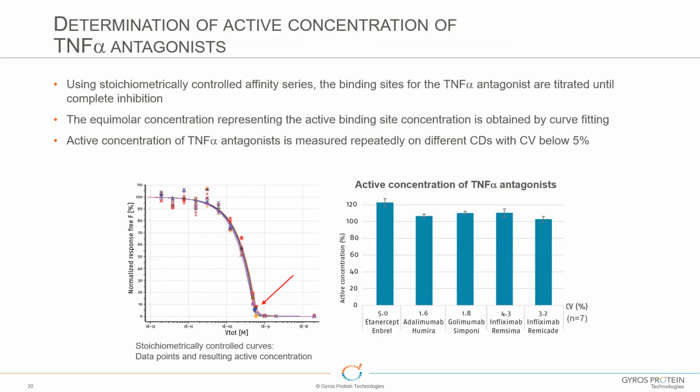In the same experiment, we used the stoichiometrically controlled conditions at 500 picomolar to determine the active concentration of the TNF-alpha antagonist. Here we want to confirm that we're getting about the same active concentration across all of the different experiments. That says we've got good control over the concentration of the drug as well as the variable concentration. And here you can see we're seeing about the same active concentration, normalized to about 100% across the board. Which is pretty good and very consistent.